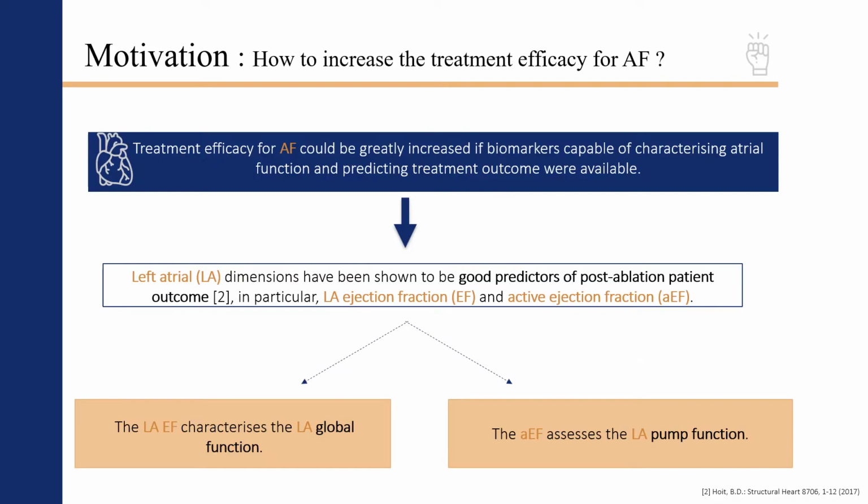But how can we increase the treatment efficiency for AF? Catheter ablation efficiency could be greatly increased if specific biomarkers were available. For example, the LA dimensions have been shown to be good predictors for post-ablation patient outcome, and it is expected that dynamic characterization of atrial dimensions and volumes across the cardiac cycle may be even more informative.